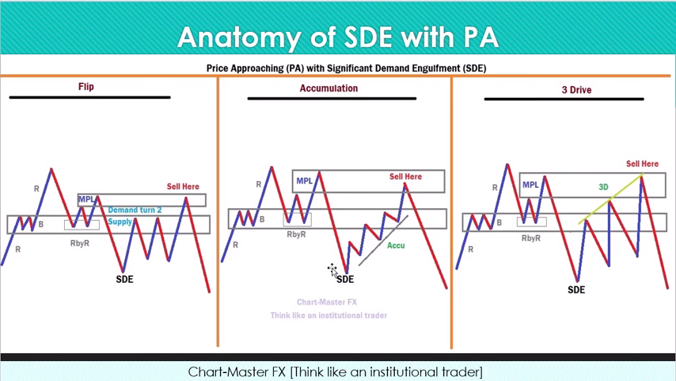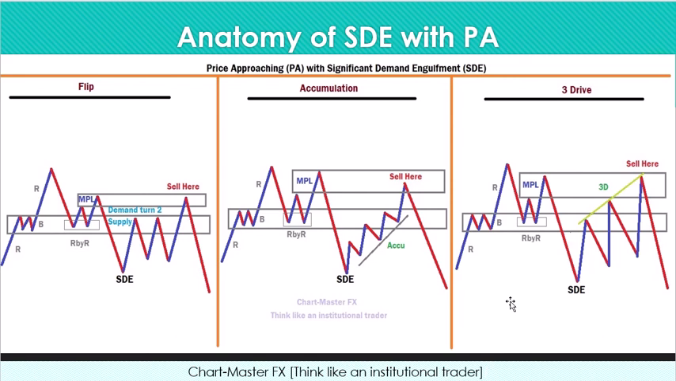So you can see that this is accumulation in the sense that the price is having a weak momentum towards the MPL area. Then you can place your trade here, and your safest profit will be here, the depth of engulfment. Then we have a 3 drive, guys. Here we have a 3 drive.